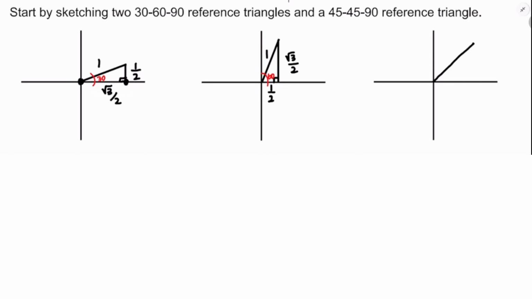Go out that way. Fill out the triangle. And for a 45, 45, 90, the hypotenuse is 1, and the legs are both root 2 over 2. All right, so those are the three that we're going to continue to work off of today, the same ones that we worked off of last time.